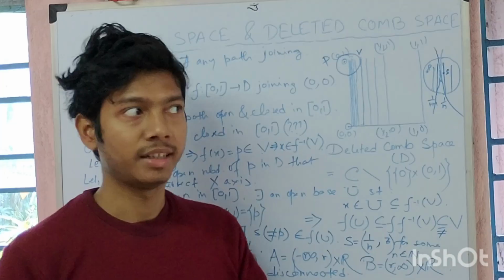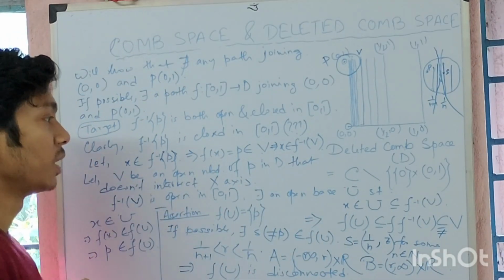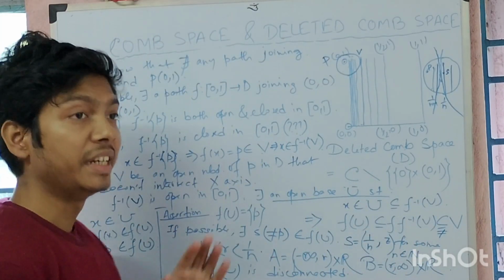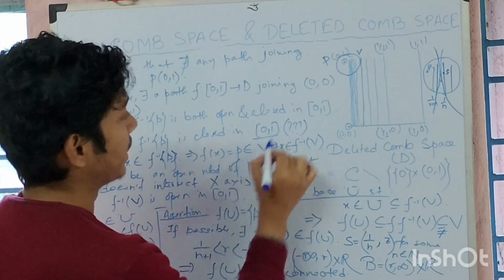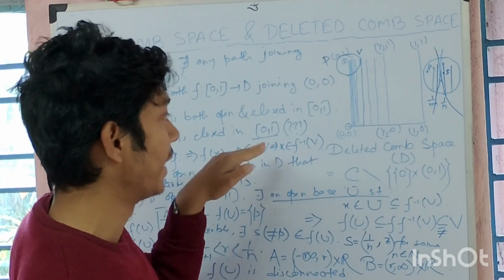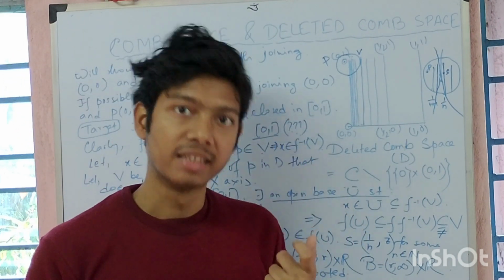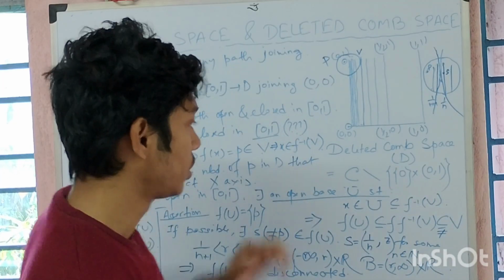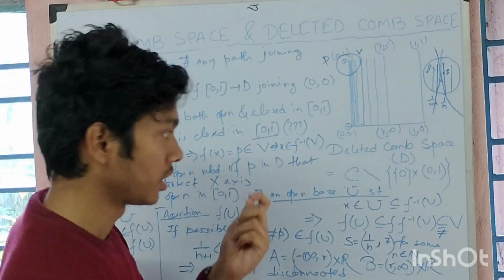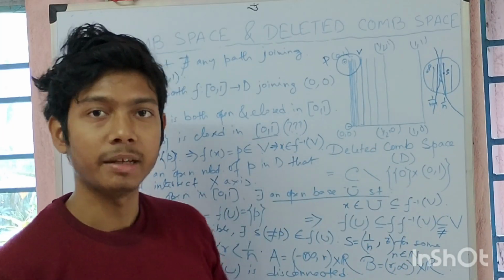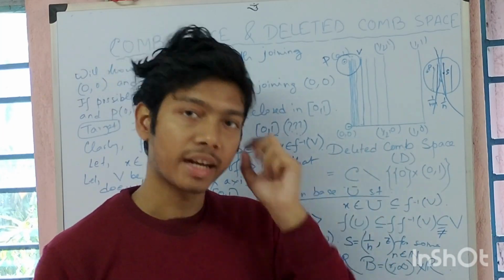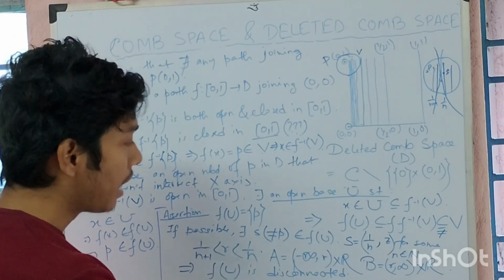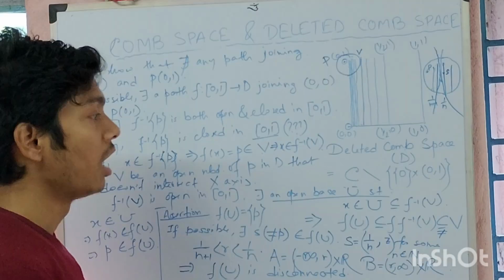But there is a thing: what is U? U is an open base in (0,1), in this space. And in this space, open bases are the open intervals, and open intervals are always connected in (0,1) or the real line. My F is continuous, so F(U) should be connected, because the continuous image of a connected set is always connected. But I am seeing that F(U) becomes disconnected. So this is a contradiction.